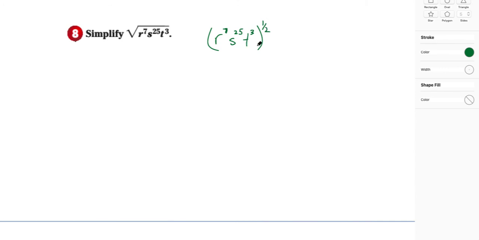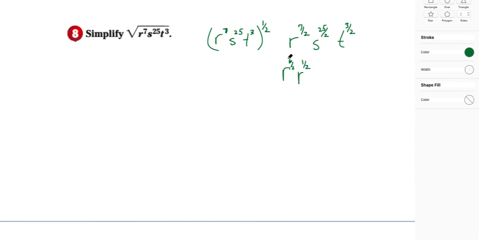That makes sense. So then I've got r to the 7th to the 1/2 would be r to the 7 over 2. Then similarly, s would be to the 25 over 2, and then t would be to the 3rd over 2, right? And if I would break this down even further, I could look at this as r to the 6 over 2 times r to the 1 over 2.